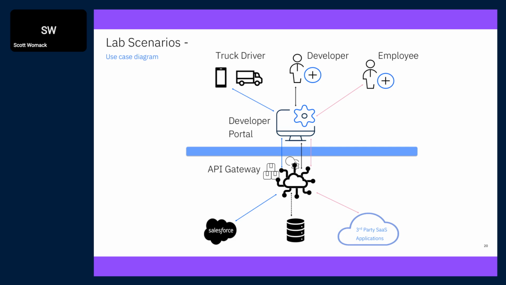Then we're going to expose that API into the developer portal, which you see above the firewall there. And then that will be able to be used by, in this case, the truck driver or any of the other field personnel. You'll be able to access that API with their handheld apps or what have you, and be able to get access to that data.